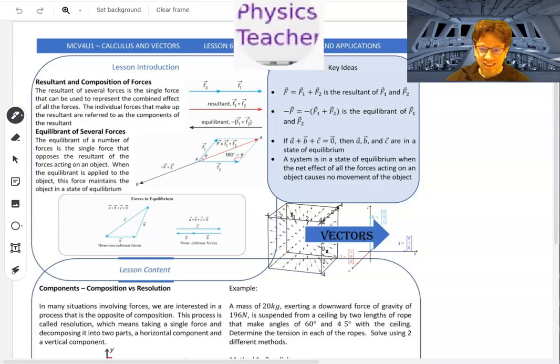So let's say we had just two forces. A force is just when you push or pull something, really. So let's say we have two forces, F1 and F2. Maybe two people are pushing something. And so the resultant is the sum of those forces.